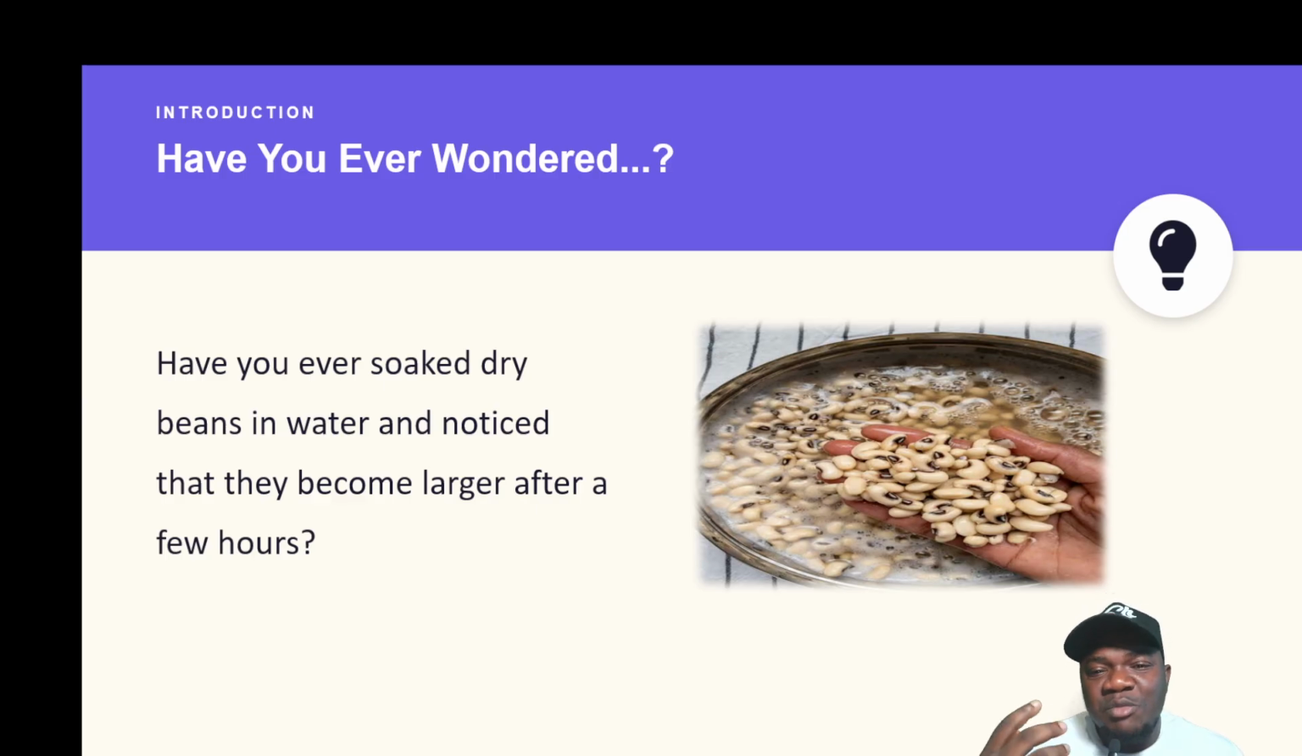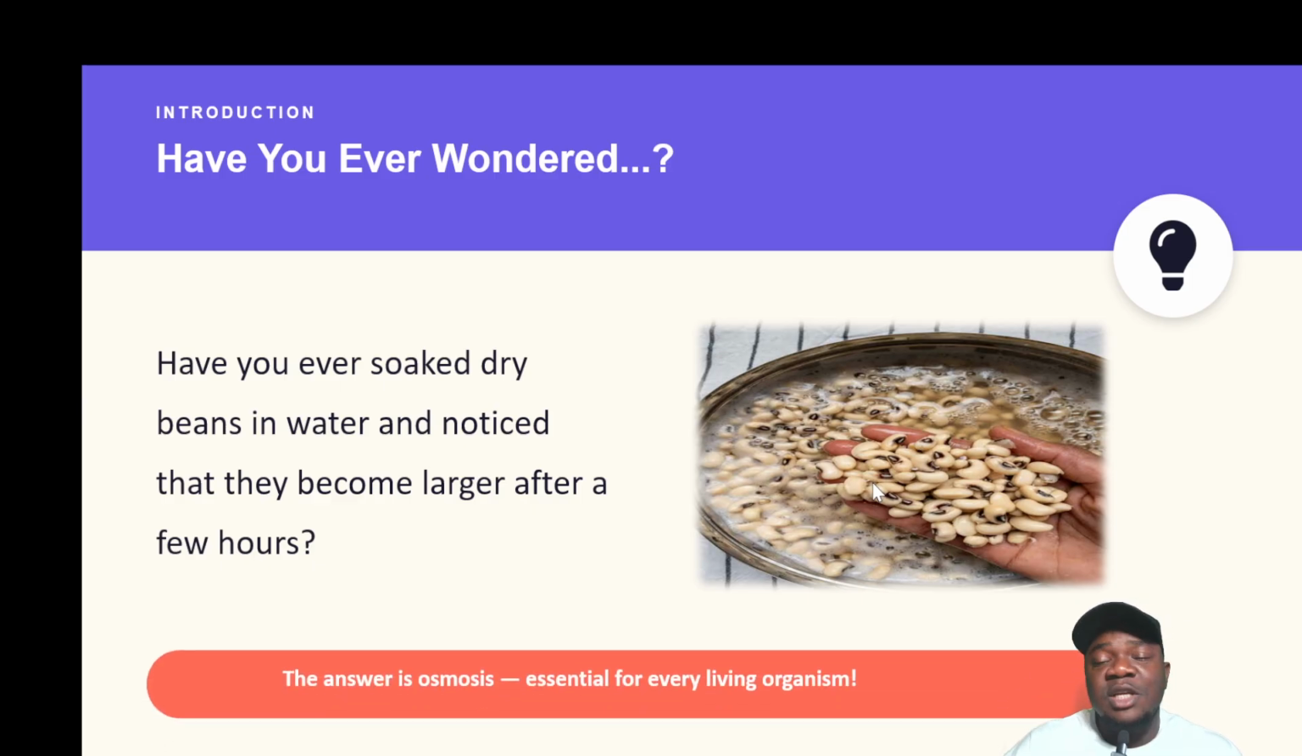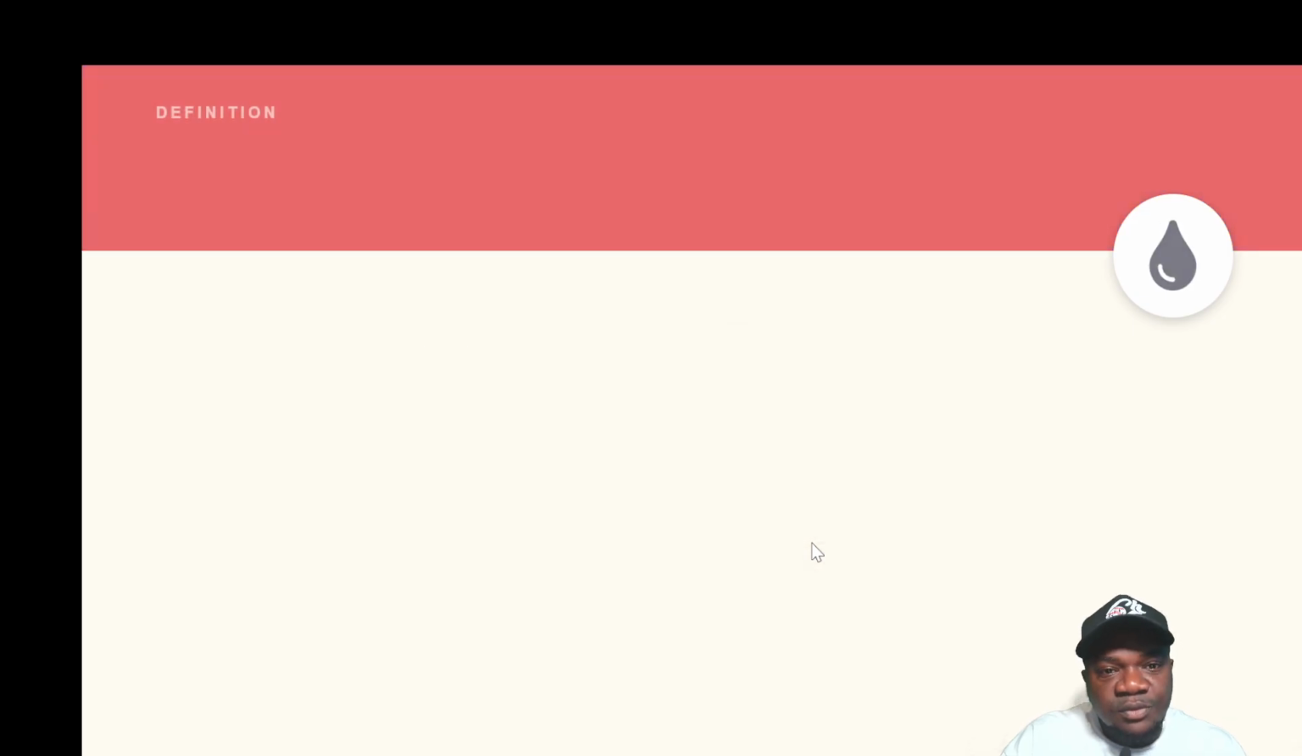So what actually makes it swell when you put it into water? The answer is osmosis. Osmosis is essential for all living organisms. Once the water gets into the beans, the bean becomes turgid. When you say turgid, it means it fills with water and becomes swollen. That means osmosis is what actually occurred.